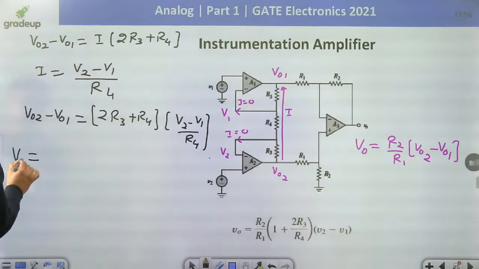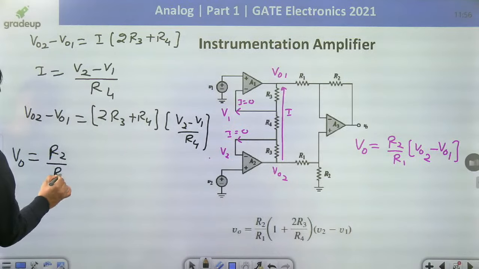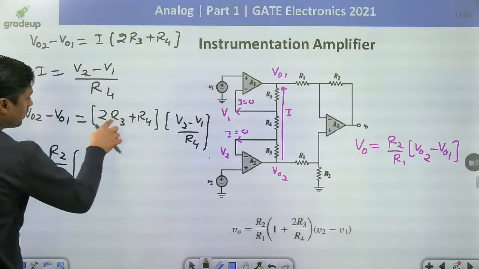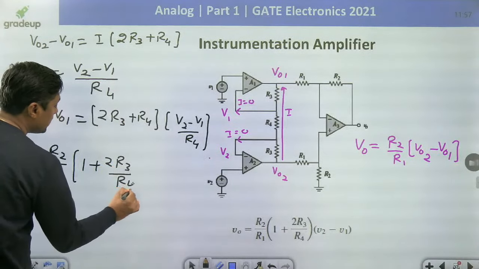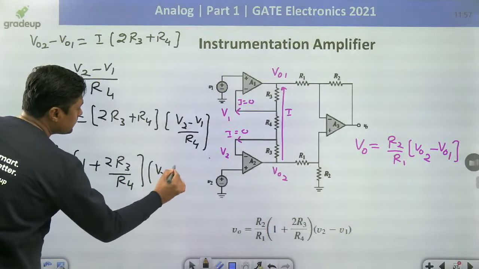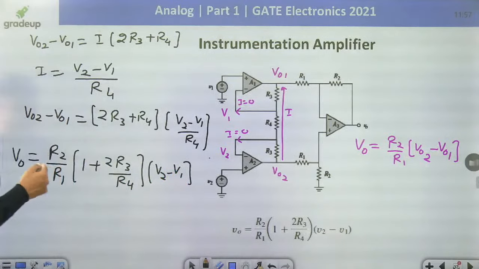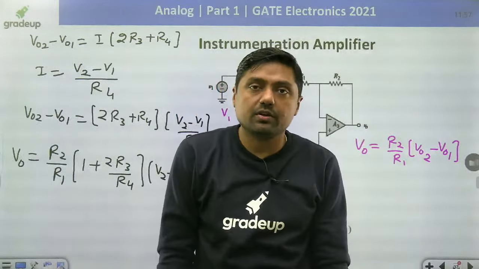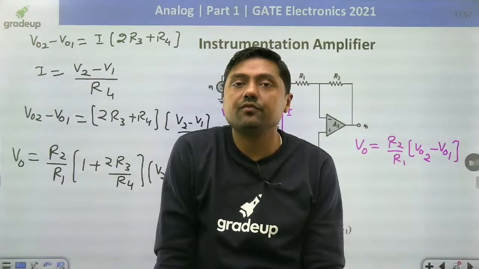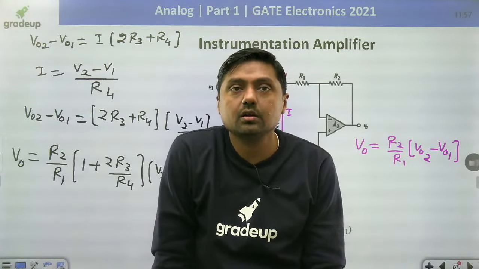What is the complete output? R2 by R1 into (1 plus 2R3 by R4) into (V2 minus V1). That will be the output for the instrumentation amplifier. It is a differential amplifier. It is a very important diagram to measure the difference between the two signals.